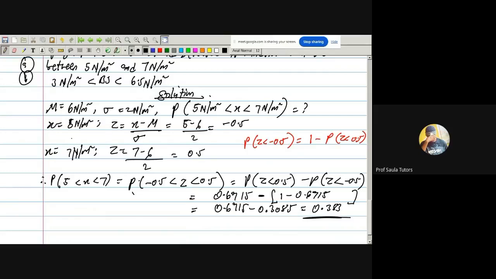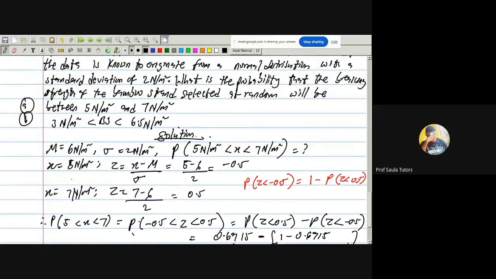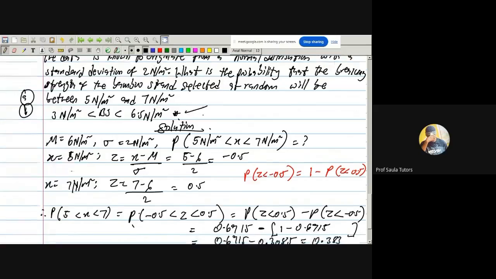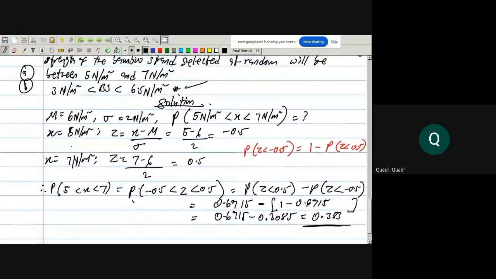So that's the one between 5 and 7. The one between 3 and 6.5, you solve in the same manner. You are going to solve this classwork and just send your answer to me.